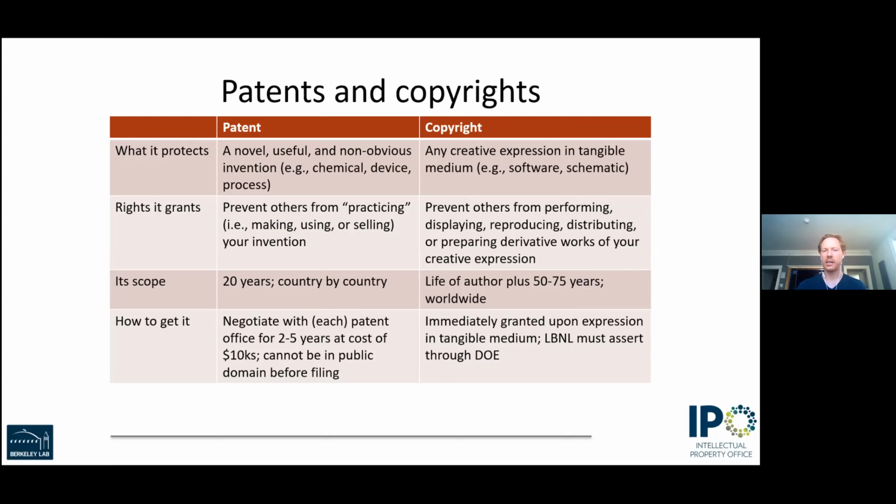And again, the key thing to keep in mind here is Berkeley Lab really deals in 2 types of IP: patents for our inventions, our technologies, a new method of making a chemical compound or a new device for performing some kind of function or technique, and copyrights for software that's been authored and schematics. So if there are engineering drawings for how to manufacture an instrument or a given technology, those can also be copyrighted.